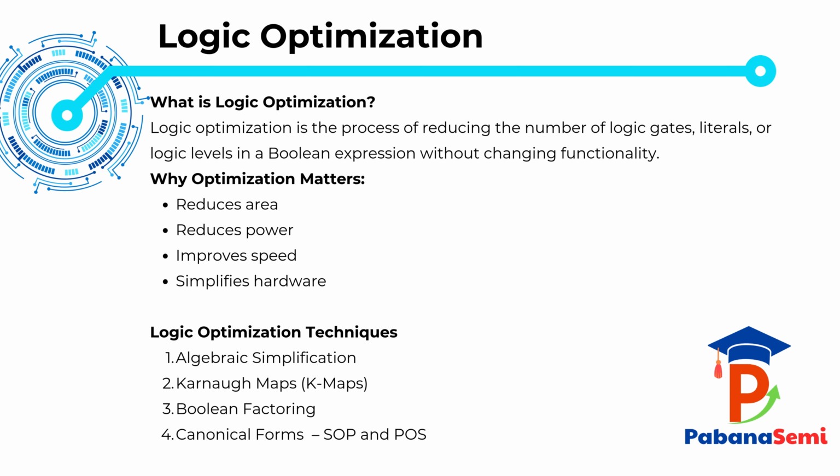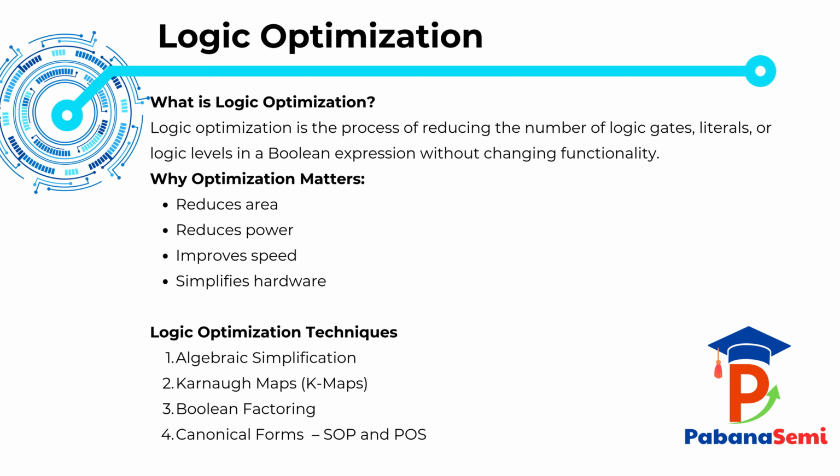Why logic optimization matters? There are several important reasons why optimization is absolutely necessary. First, it reduces circuit area. Fewer gates means smaller hardware and lower cost. Second, it reduces power consumption. Optimized circuits switch less and consume less energy. Third, it improves speed. Fewer logic levels mean less delay in signal propagation. And finally, it simplifies hardware. Simpler designs are easier to test, debug, and maintain.